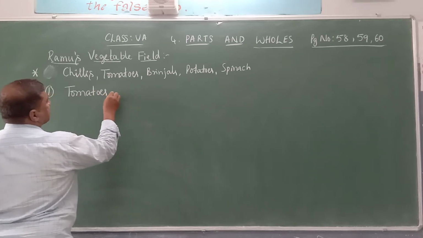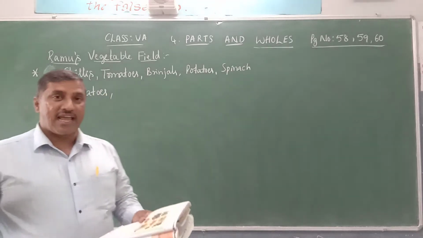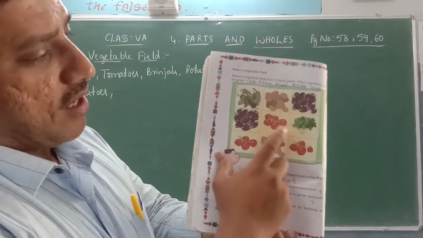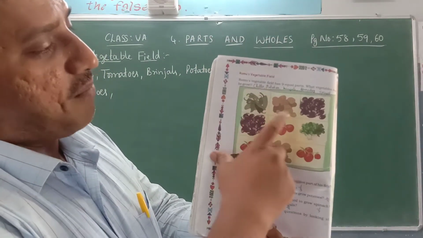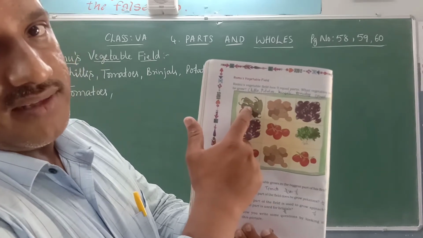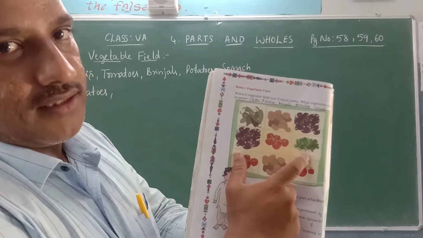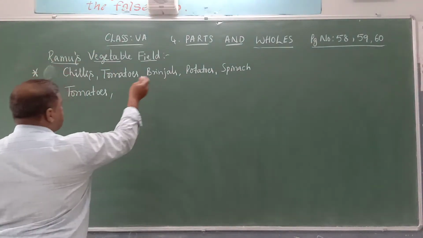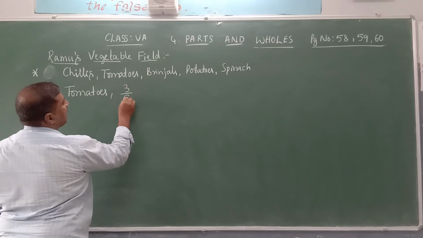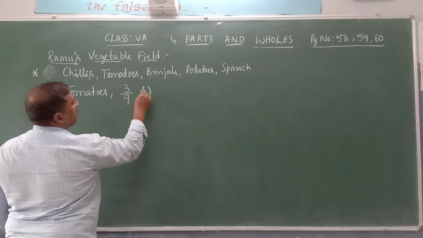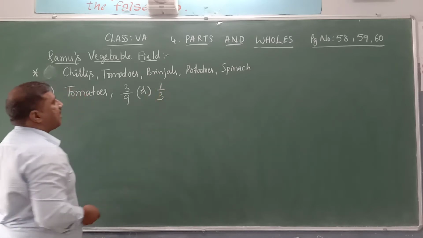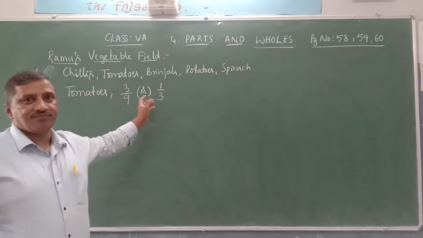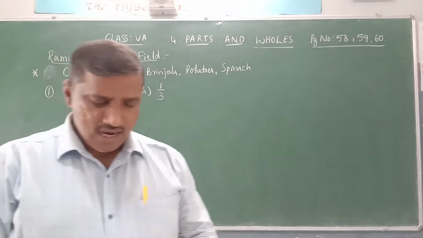And how many parts is it? 3 parts out of 9 parts. See here, tomatoes 3 parts, 1, 2, 3, potatoes 2 parts, brinjal 2 parts, 1 part chilies and 1 part spinach. So tomatoes are in 3 parts out of 9. Therefore, what fraction is it? 3 by 9. Or when we simplify, we get 1 over 3, by dividing by 3: 3 ones are 3, 3 threes are 9. So 3 by 9 or 1 by 3.